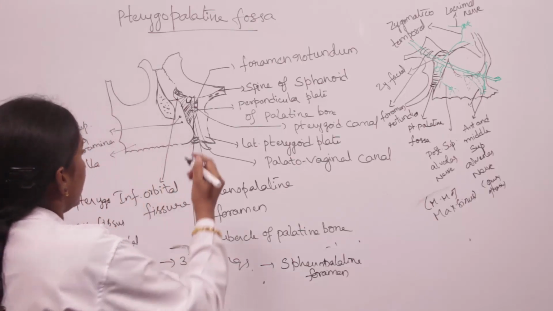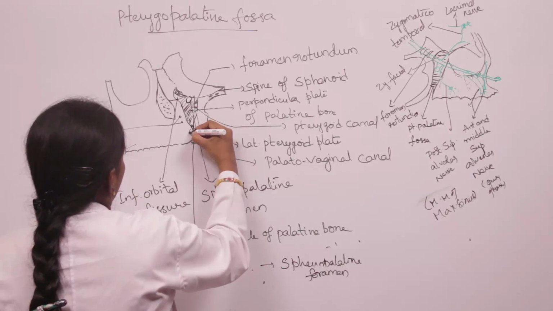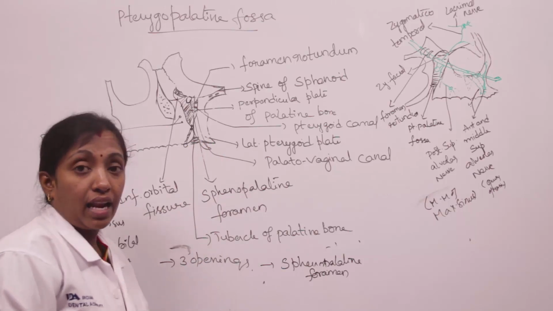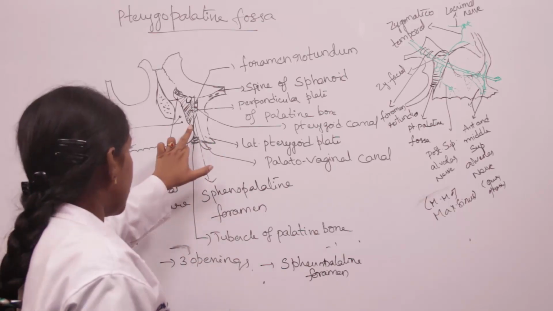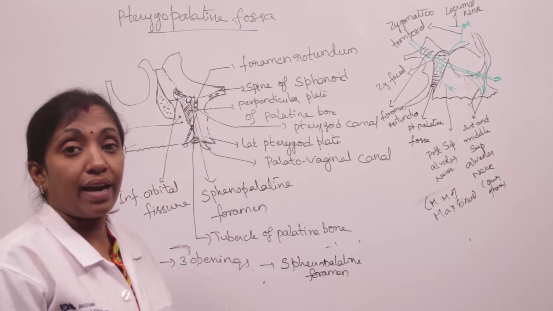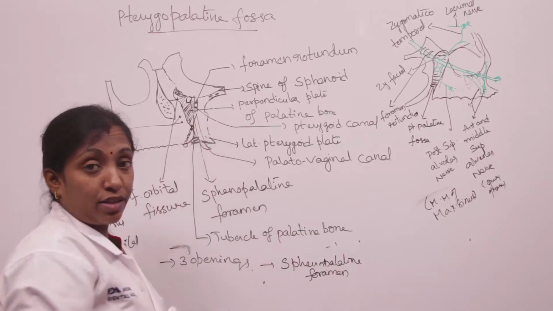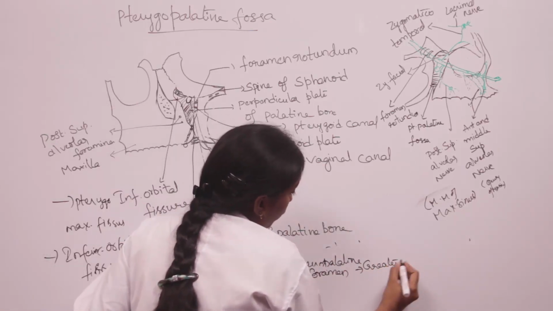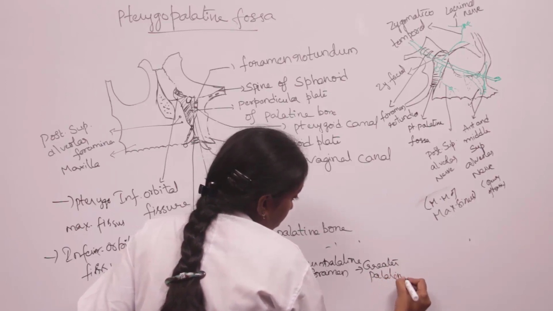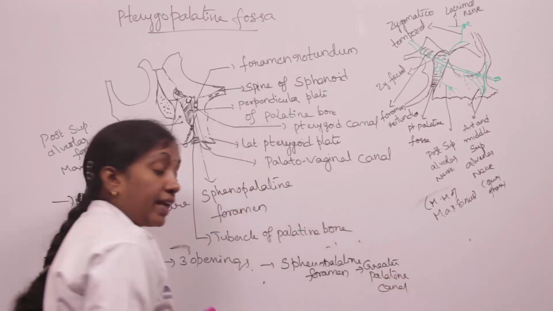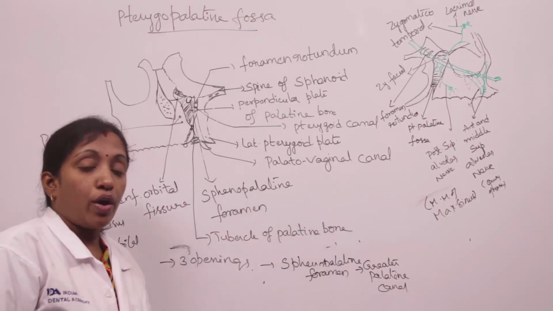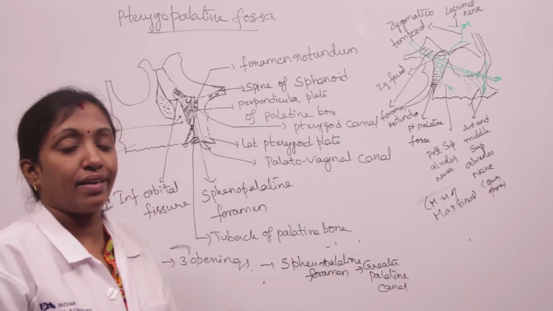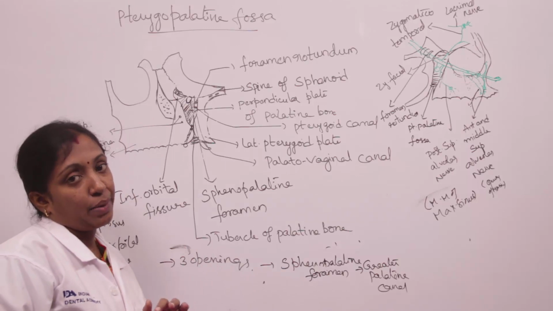And one more opening is here in the apex. That is called the greater palatine canal, which is present at the apex of the pterygopalatine fossa. So the 5th opening is the greater palatine canal. Through the greater palatine canal, the greater palatine nerves and vessels pass.